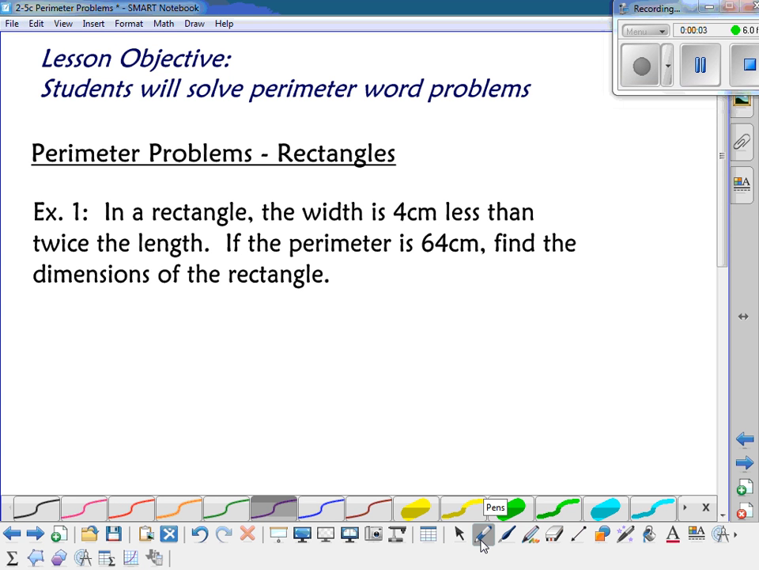Today's lesson objective, we're going to solve perimeter word problems. So we're going to do it with rectangles and triangles. First one I'm going to show you guys is rectangles.